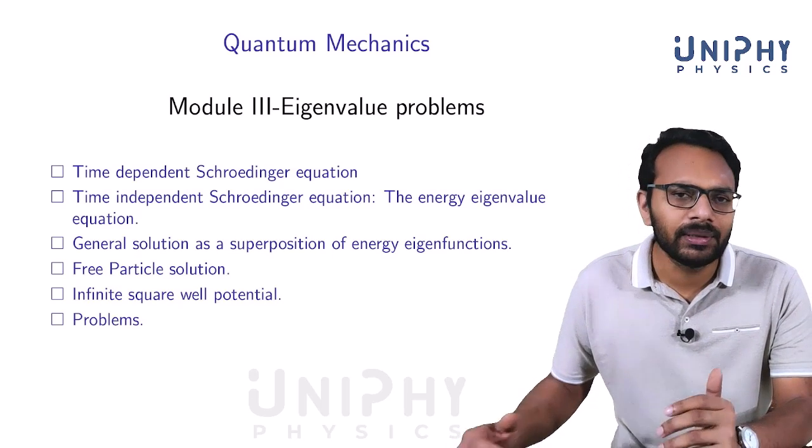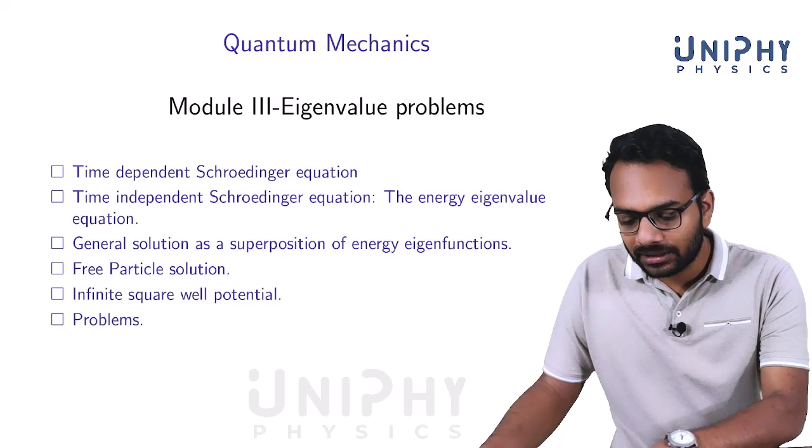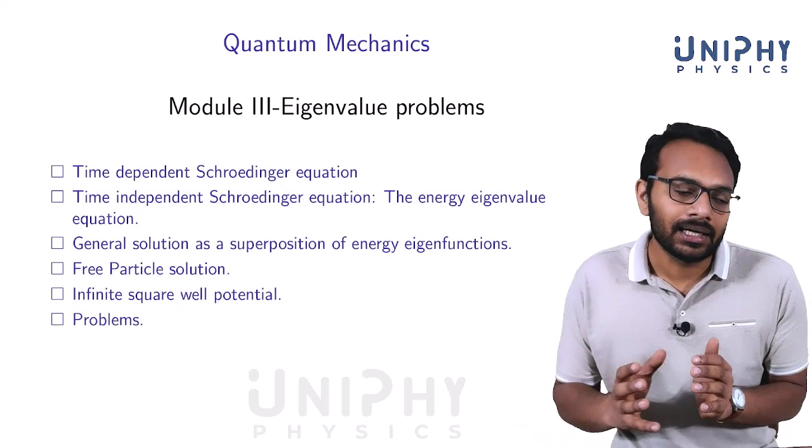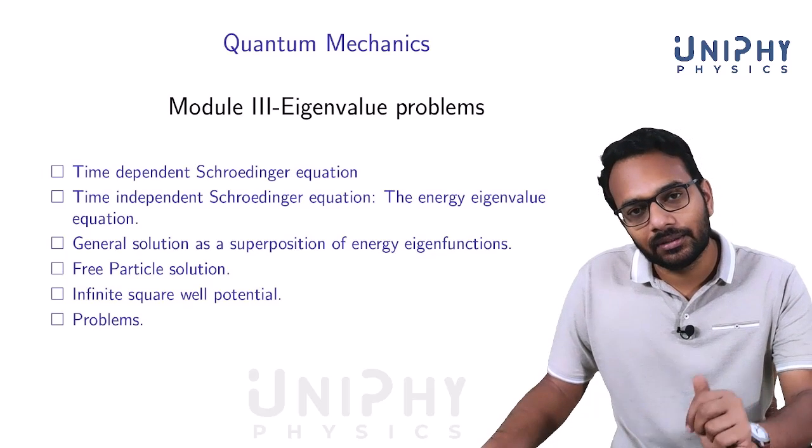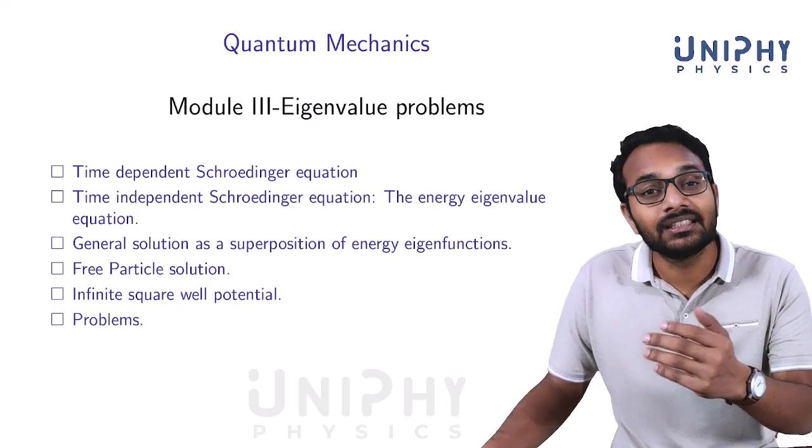All right, what do we mean by an eigenvalue equation? An eigenvalue equation is an equation in such a way that an operator acting on a function gives you a constant multiplied by the same function. All right, it does not change the function.